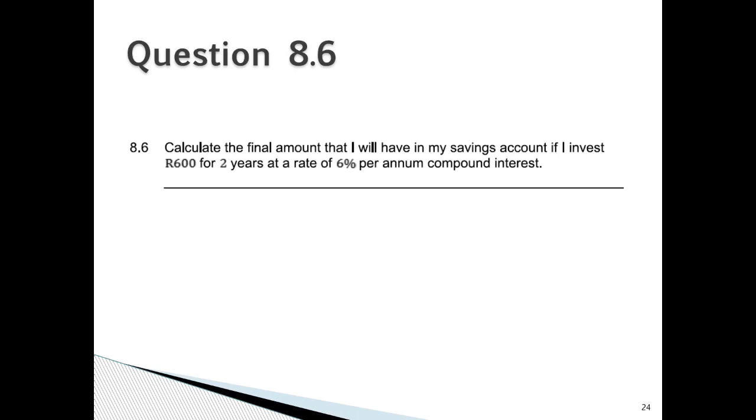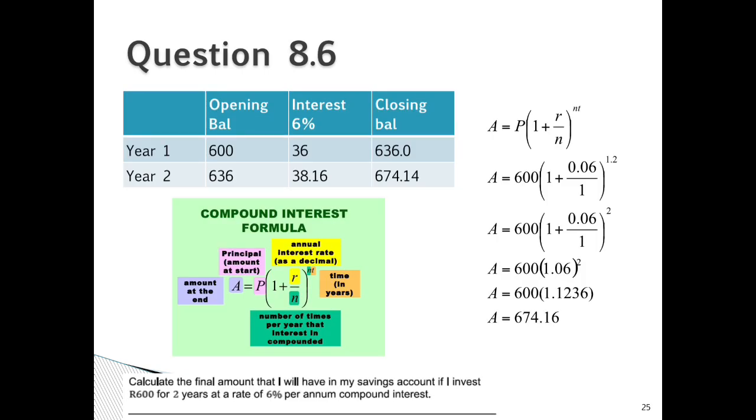Question 8.6. Calculate the final amount that I will have in my savings account if I invest 600 Rand for 2 years at a rate of 6% per annum compound interest. The formula for compound interest is A, the amount at the end, which is equal to P, the principal amount at the start, in brackets 1 plus R over N, where R is the annual interest rate as a decimal, and N is the number of times per year that interest is compounded, to the power NT, the time in years. Using the formula, A is equal to 600, in brackets 1 plus 0.06 over 1, close brackets, raised to the power 1 times 2.